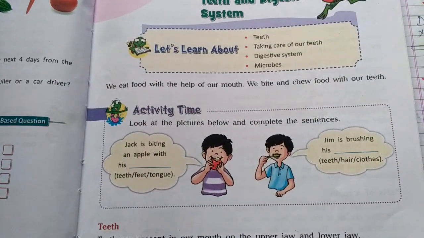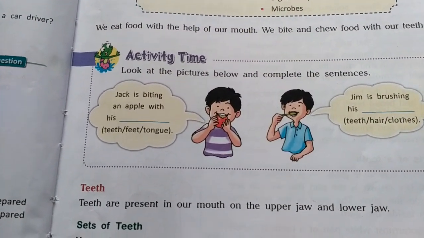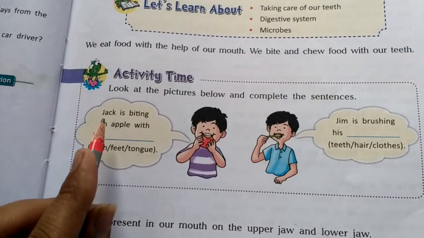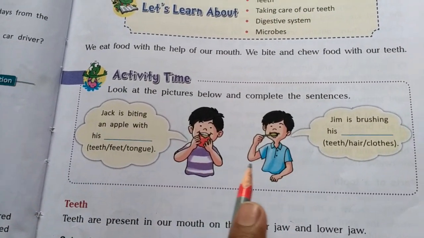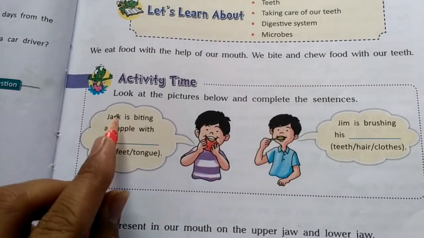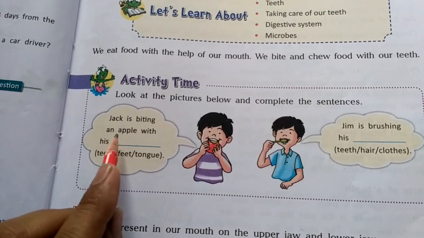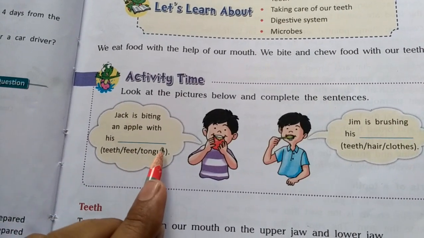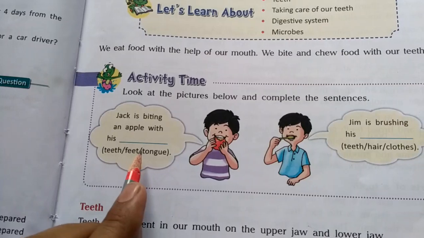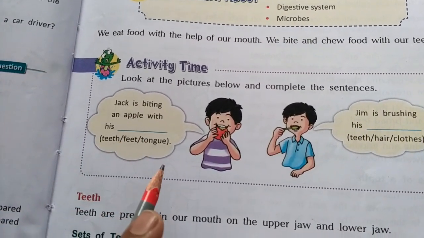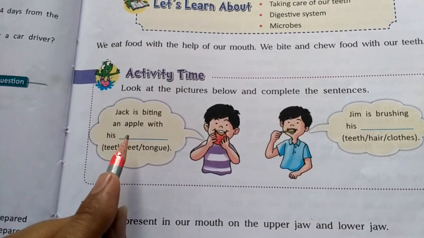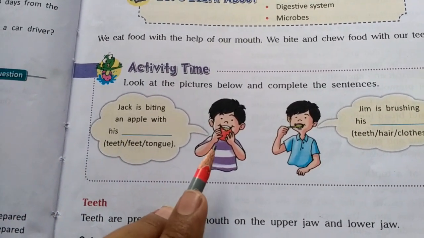So let's start this chapter with a small activity. As you can see over here in this picture, two boys are seen. His name is Jack. It is written, Jack is biting an apple with his, and there is a blank. And there are three options: teeth, feet, tongue. So you have to fill the correct option. So tell me, what will be the correct one? Yes, Jack is biting an apple with his, obviously, teeth.